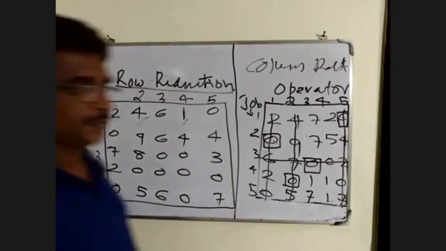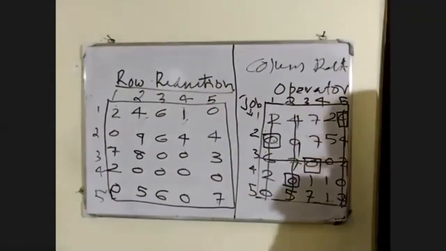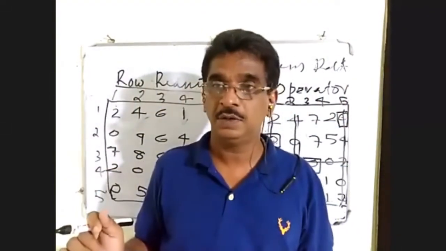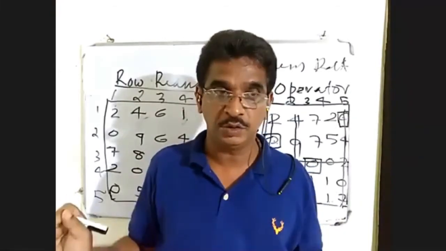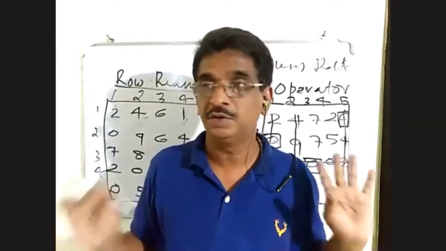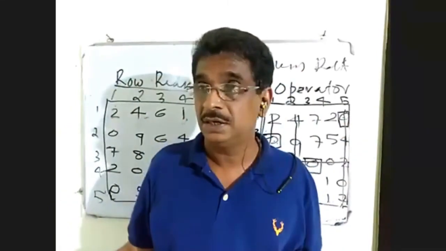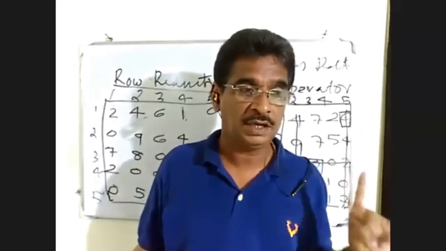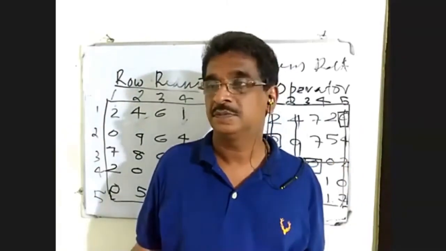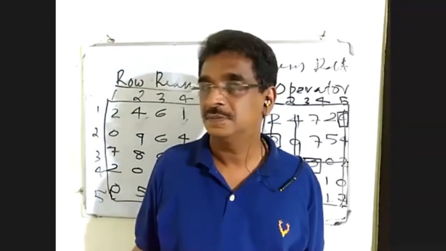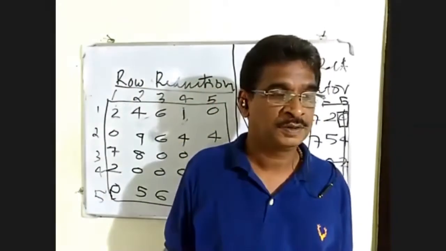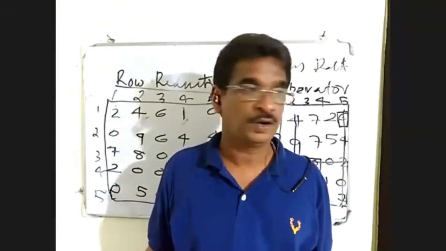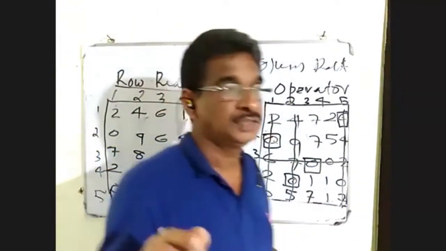Clear? Any doubts? At the intersection point, you add the minimum value. On the cut line, you do nothing. And for the remaining undeleted values, you subtract the minimum value. Clear? Any doubts? No, sir. Okay. Now we again do the same process.